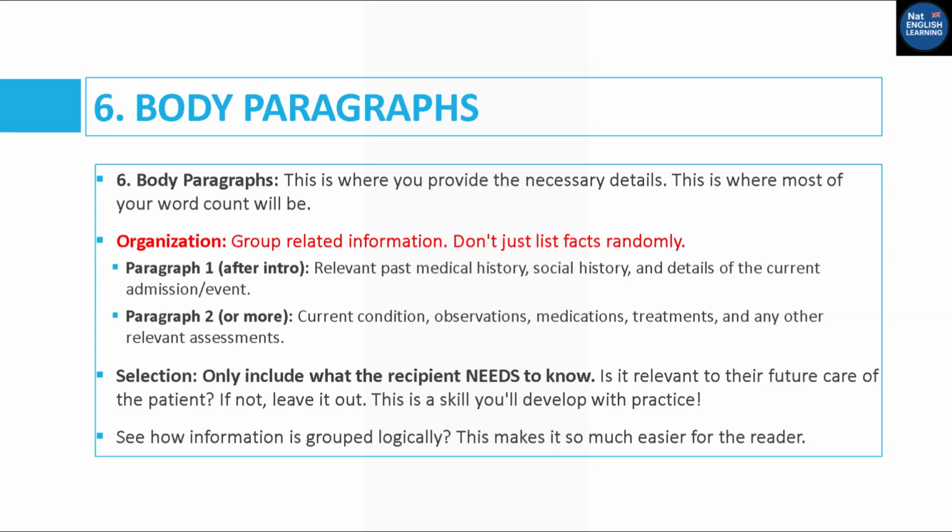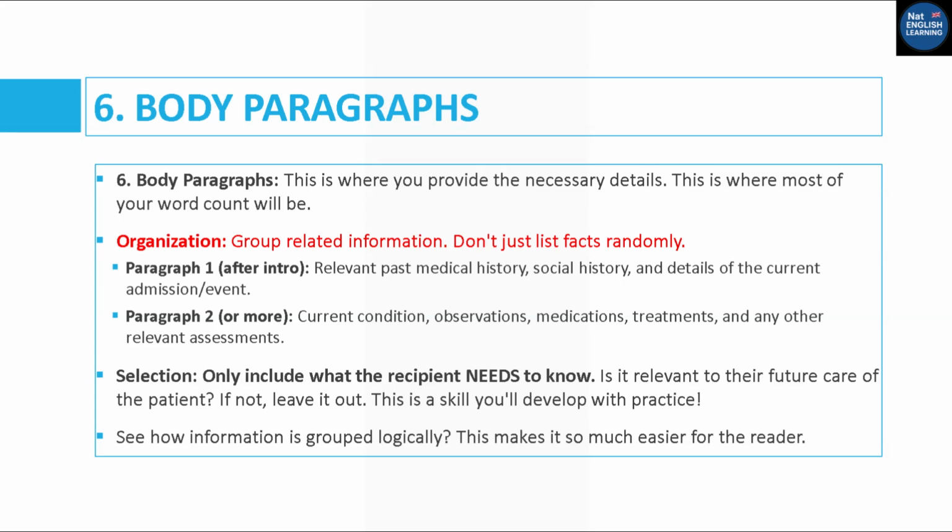In paragraph 1, right after the introduction, include relevant past medical history, social history, and the current reason for the admission or event. Then, in paragraph 2, or more if needed, focus on the current condition, observations, medications, and treatments. Basically anything that's happening right now with the patient.